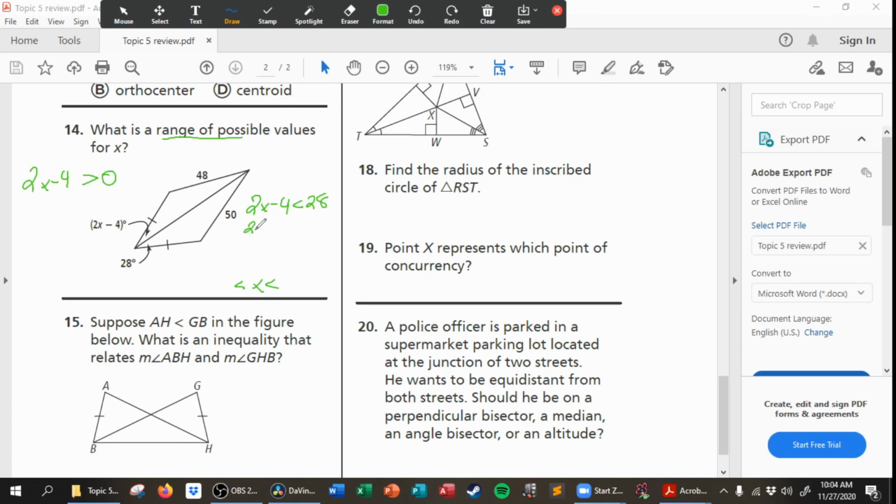If I solve for this one, I get 2x is less than 32, which means x is less than 16. Here I get 2x is greater than 4, and that means x is greater than 2. So now let's look at how these inequalities fell out when I simplified them. Here I have x is less than 16, so I have to hold that to be true. And here I have x is greater than 2. So my answer would be x is greater than 2, but less than 16 degrees. You can add the degrees if you want.